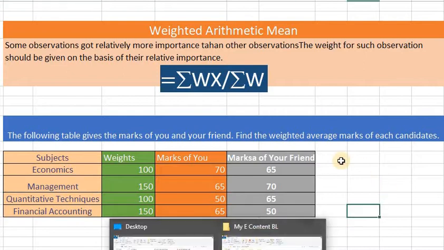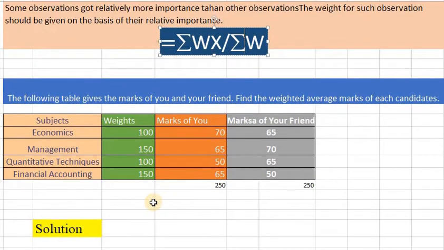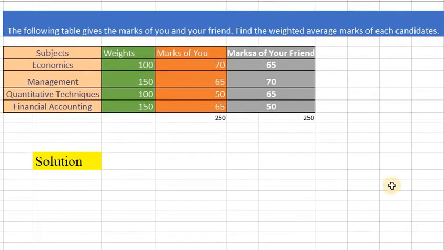So in order to provide unequal importance, we need to assign weights to each subject. If it is a simple average, of course the simple average will be the same for each candidate, but it will differ under weighted arithmetic mean. Let us see how we can solve this under weighted arithmetic mean.